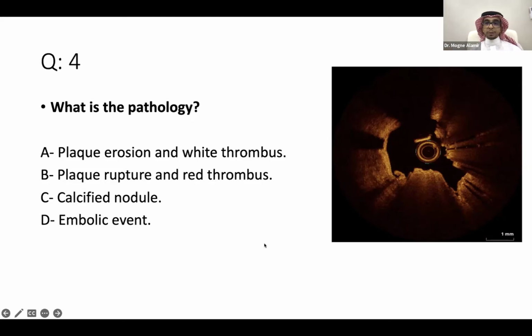We tried to balloon that with an NC balloon. It didn't open well. Eventually, we managed with an OPN high pressure balloon.